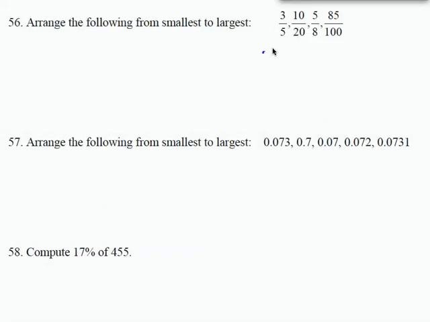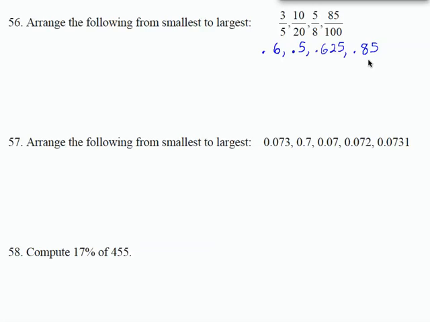So I'm going to write 3/5 as 0.6, 3 divided by 5. 10 over 20 is 0.5. 5 divided by 8 is 0.625. And 85 divided by 100 is 0.85. So that's my first step.